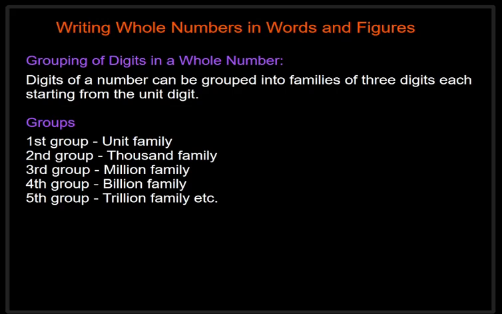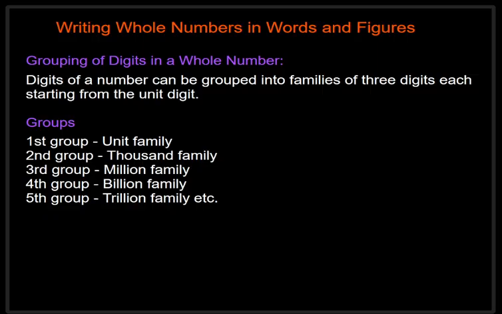So today we'll be learning how to write whole numbers in words and figures. Okay, we won't take up figures today, but we'll only take writing whole numbers in words. But before we go to writing whole numbers in words, we need to understand what we call grouping of digits in a whole number. So digits of a whole number can be grouped into families of 3 digits each, starting from the unit digit. So each family must contain 3 digits first before you move to the next family.